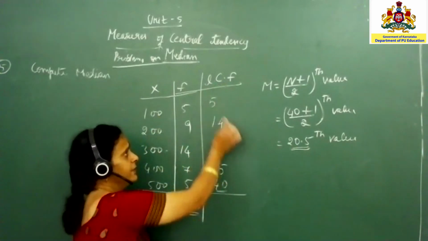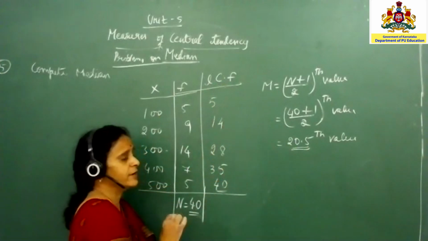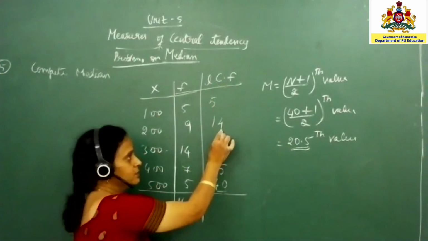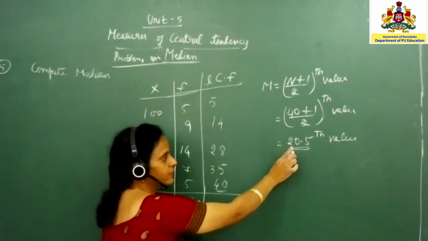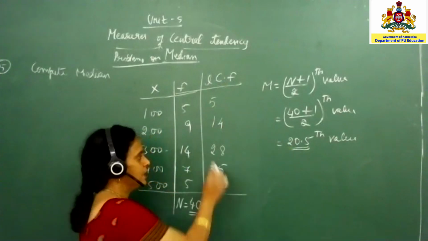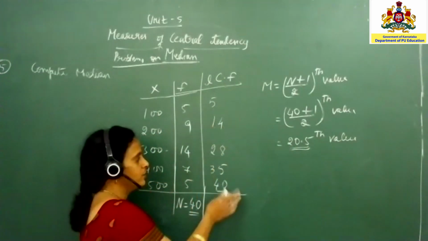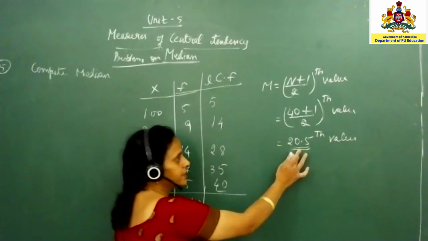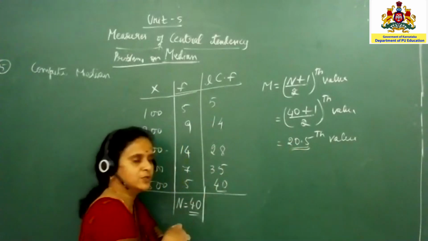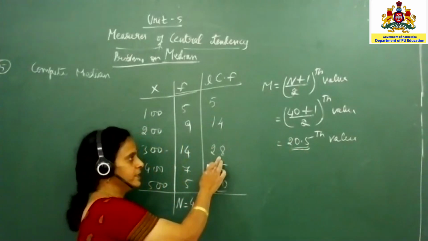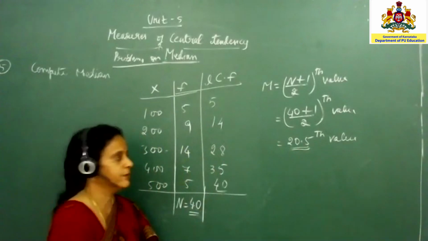First value is 5. Is 5 greater than 20.5? No. Next, 14. Is 14 greater than 20.5? No. Sorry, next number, I'll just go in order. 28. Is 28 greater than 20.5? Yeah, absolutely yes. So 28 is more than 20.5.